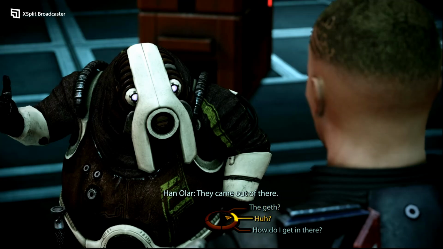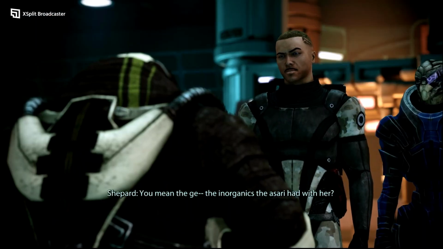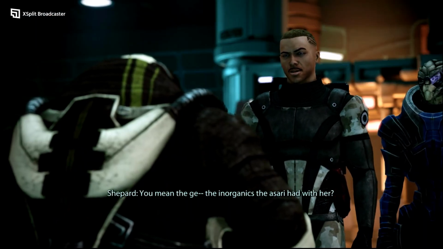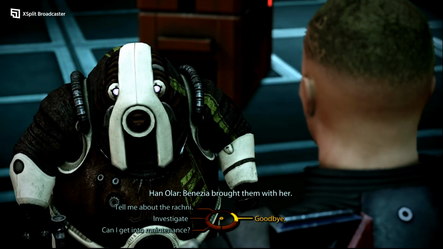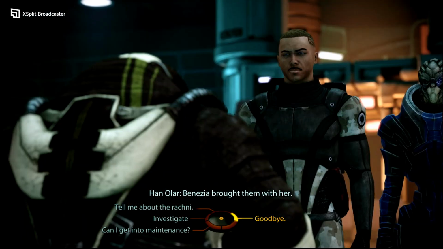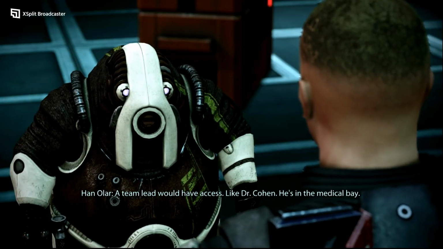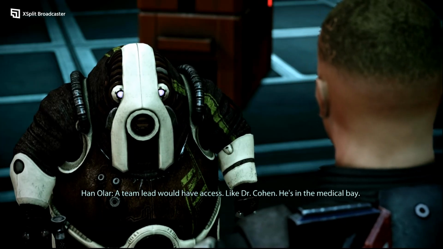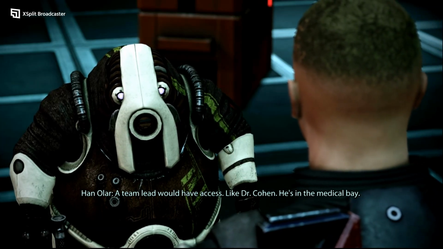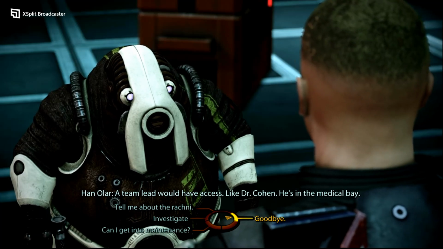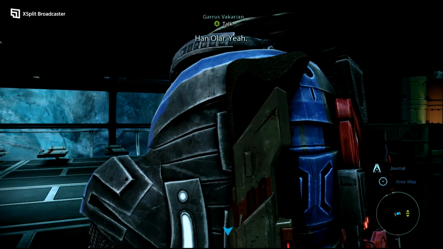They came out of there. You mean the inorganics the Asari had with her? Benezia brought them with her. How can I get into the maintenance area? A team lead would have access. Like Dr. Cohen. He's in the medical bay. I'll be leaving now.